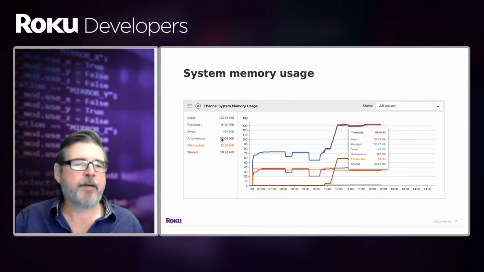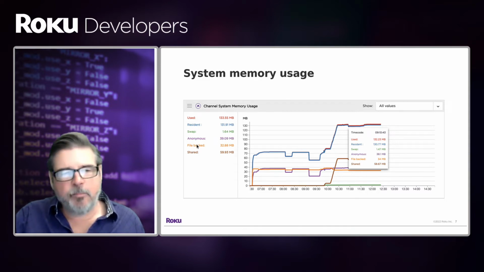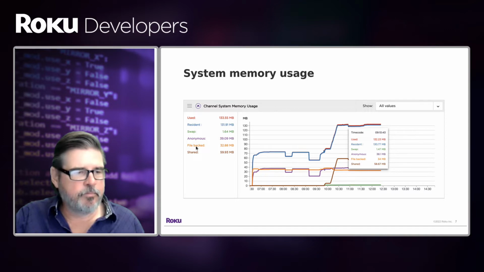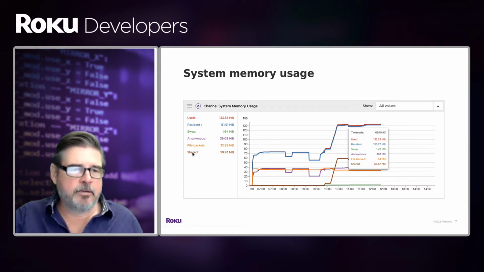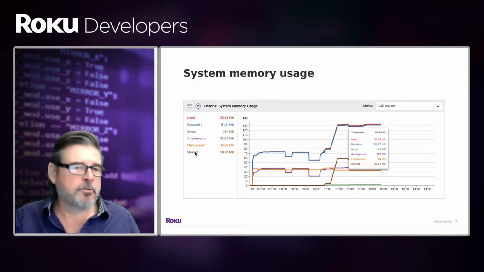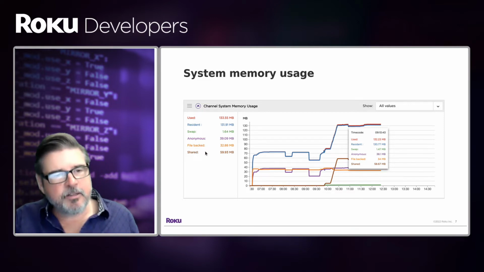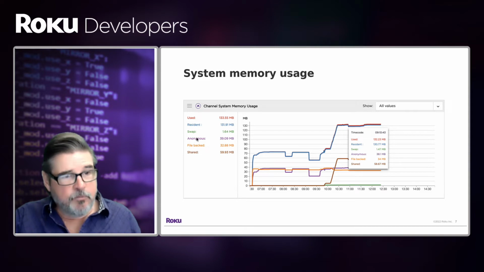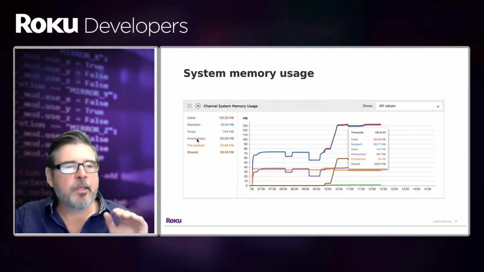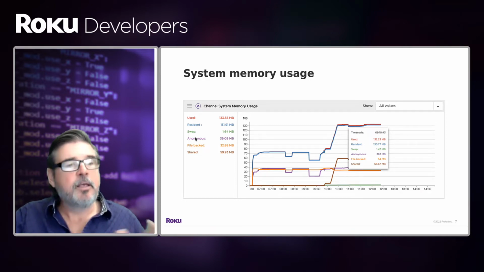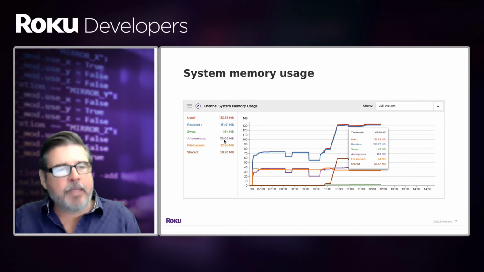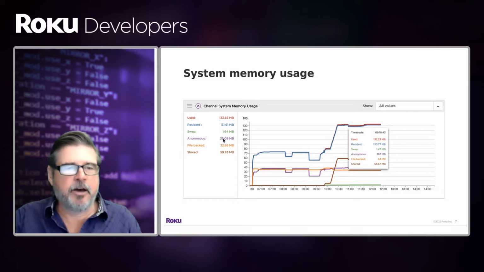This is the one your channel has by far the most control over. File backed memory is things that are read in from a file. So for instance, BrightScript bytecode that's read from a file and executed in memory is going to be file backed, and shared memory is memory that's potentially shared among multiple processes. We're not going into a lot more detail here. This can get fairly involved. You can find all of the information on all of these things on the web, through various places you can do some research into what these various things mean. But the thing to take away is that the used memory has the most impact on channel performance. And the thing that you have the most direct control of in your channel is the anonymous memory.